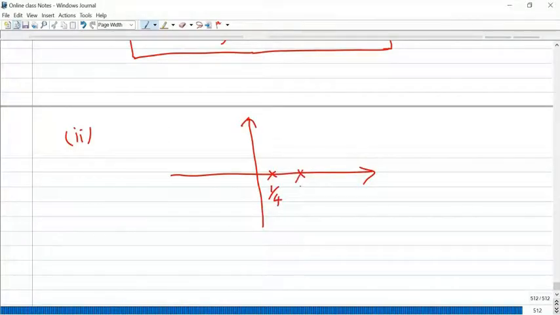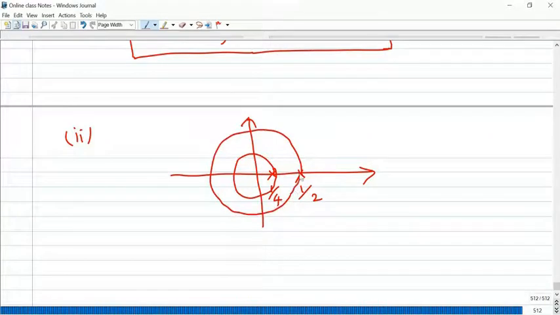1 by 4, 1 by 2. Draw a circle with a radius of 1 by 4. Draw a circle with a radius of 1 by 2. Suppose, assume the ROC is like this. Modulus Z is less than 1 by 4.